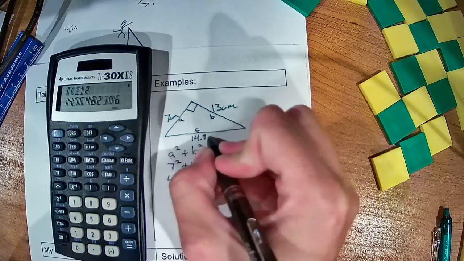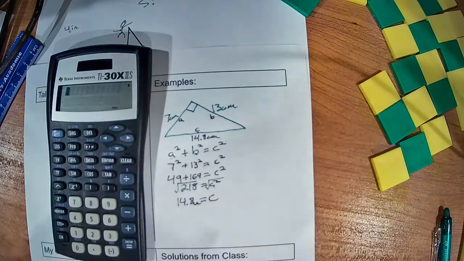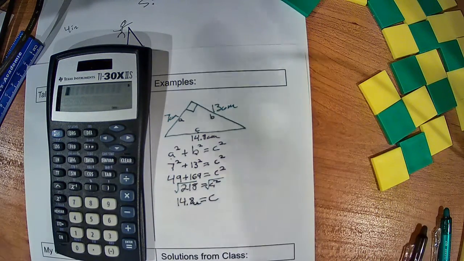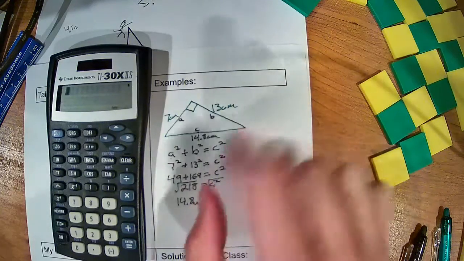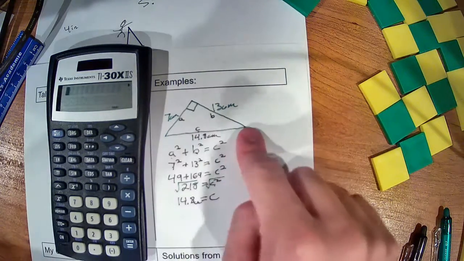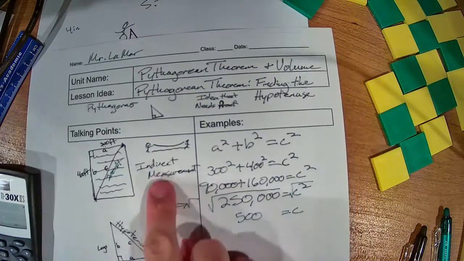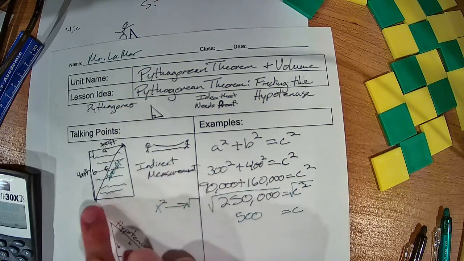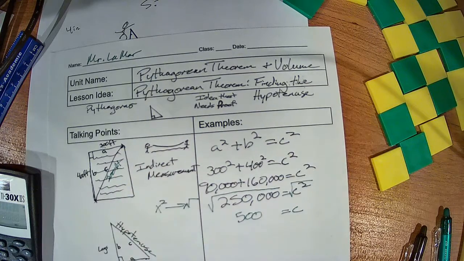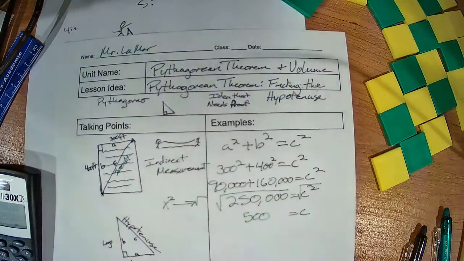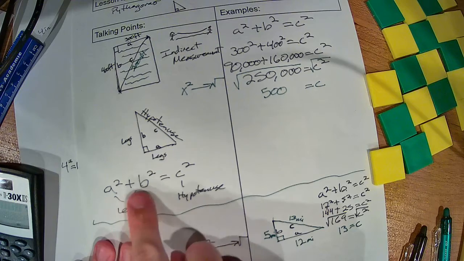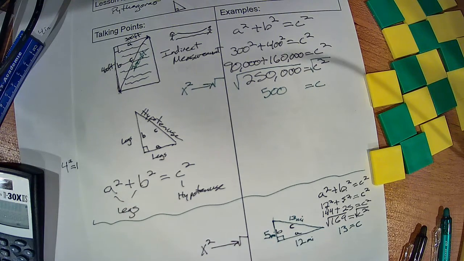So 14.8 centimeters. So what we're going to work on for the next few lessons is the Pythagorean theorem and indirect measurement. We're going to look at different situations, for example, like our pool scenario, where taking a direct measurement doesn't work. We're going to have to use indirect measurement to figure it out. And that's where the Pythagorean theorem, a squared plus b squared equals c squared, will come into play.